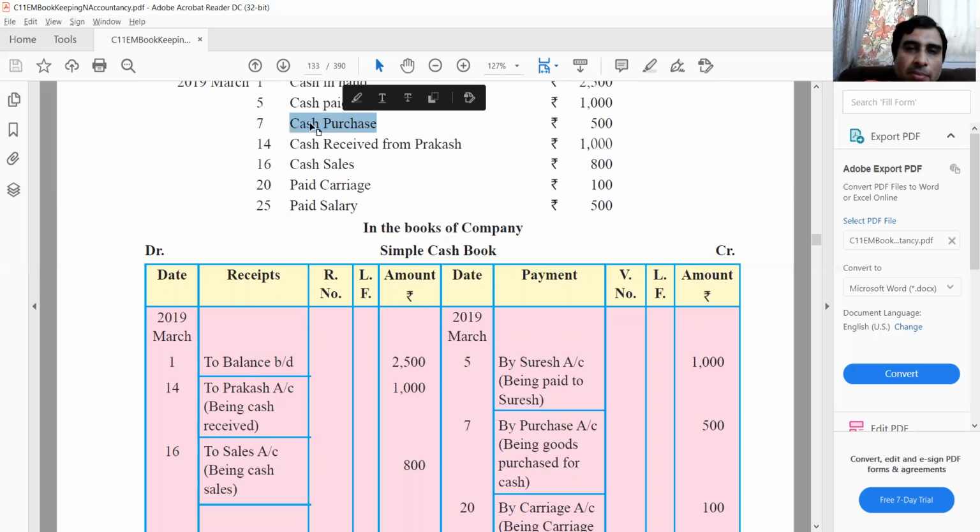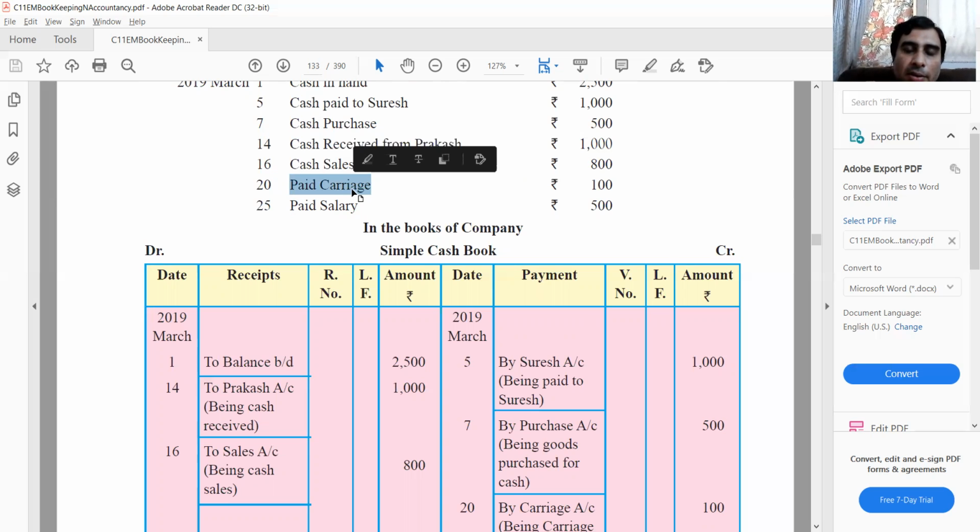Cash purchase. When I purchase goods, I am paying money. Again, this entry will come on the right hand side. Cash received means the entry will come on the left hand side. Cash sales. Sales means money is coming inside, so the entry will come on the left side. Paid carriage. When you pay money, it is money going out, so it will go on the right hand side. Paid salary, again money paid, so it will come on the right hand side.